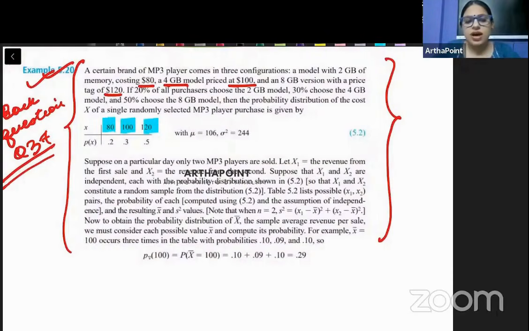20% of the purchases are with 2 GB. तो आपको यहाँ पे percentage is given to you as 0.2. And then it says that 30% is with 4 GB. So you are given here 0.3. And then it goes ahead and says that 50% is with 8 GB. तो यहाँ पे आपको percentage दिया हुआ है बेटा 0.5. You are already given this information. ये आपको पहले ही दी हुई है.